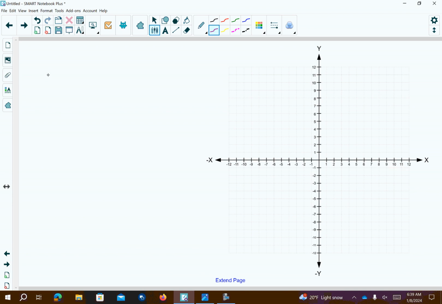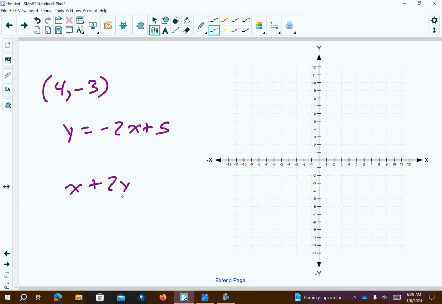So they tell me that this is the solution of this. And do we think they're right? I'm going to have these two equations that are written. Okay, so this might be the answer. So let's plot that. 4, negative 3. It's like right there. That might be our answer. Okay, but let's see if it is.